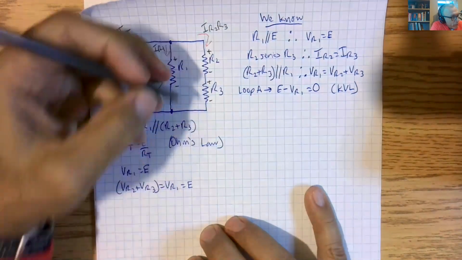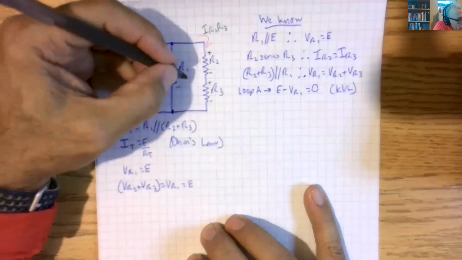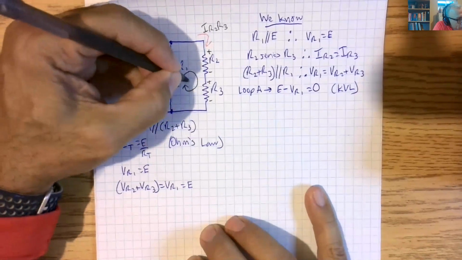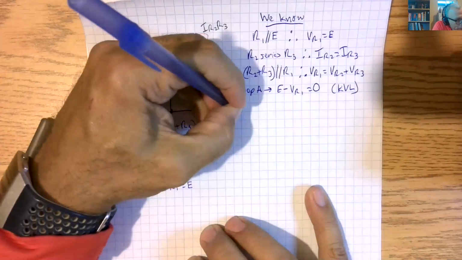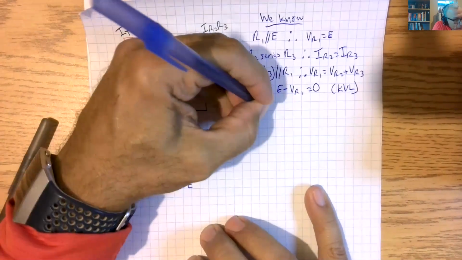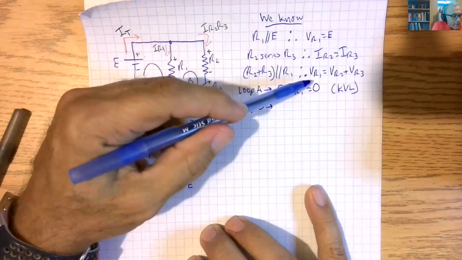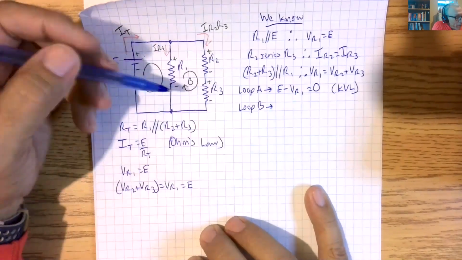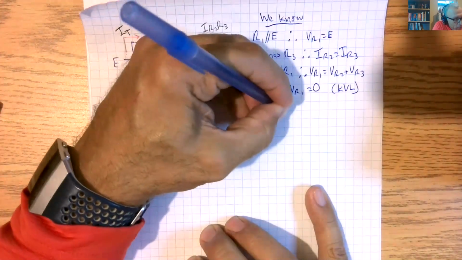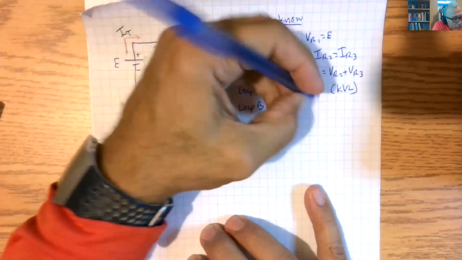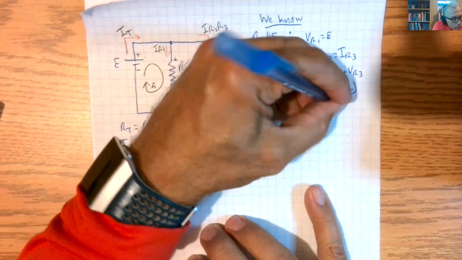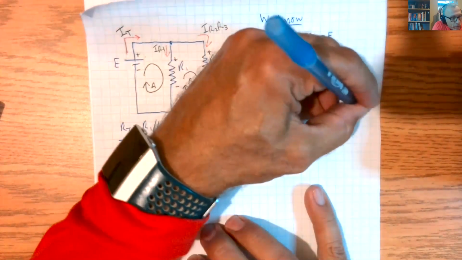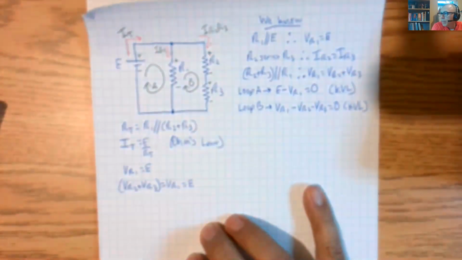We also have a loop B. Let's call it this. Okay? And loop B translates into this here. Loop B says that VR1 minus VR2 minus VR3 is equal to 0. And that is also Kirchhoff's voltage law. All right?